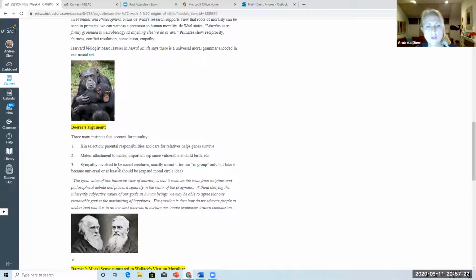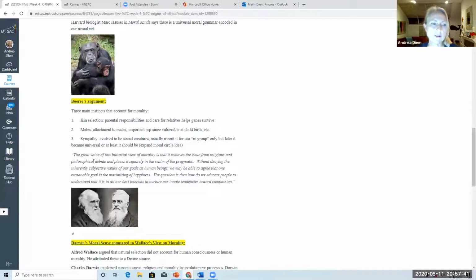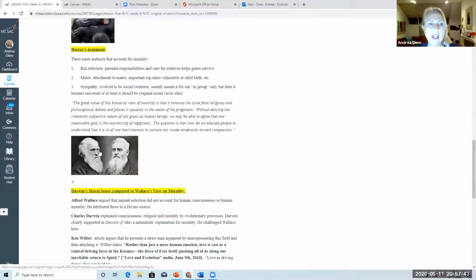As social creatures, it was originally meant for the tribal group, the in-group, but as the human race matured, so to speak, evolutionary wise, we've extended that moral circle to not just care about our immediate local group, or our tribe, but the tribe of the world, so to speak. So expanding that moral circle out to become more universal.